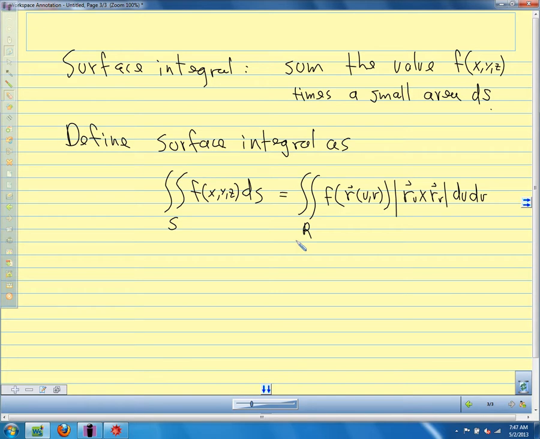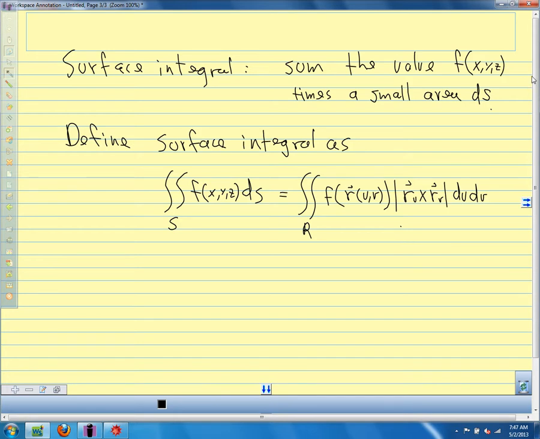One way we could interpret this, and there are a few problems that we'll do that interpret it this way, is if f of x, y, z is a density function per unit area, and we're finding the mass of some material in the shape of this parametric surface. So we're multiplying the density at a particular point times a tiny area at that point, and summing over the surface. That's one interpretation we could give to a surface integral.